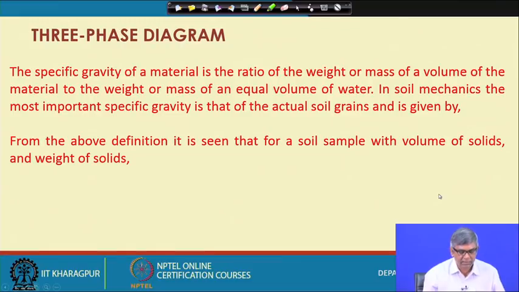Another term that is very important in soil mechanics is the specific gravity of solids. We can know the mass of soil grains, but what is the specific gravity? The specific gravity of a material is the ratio of the weight or mass of a volume of the material to the weight or mass of an equal volume of water.